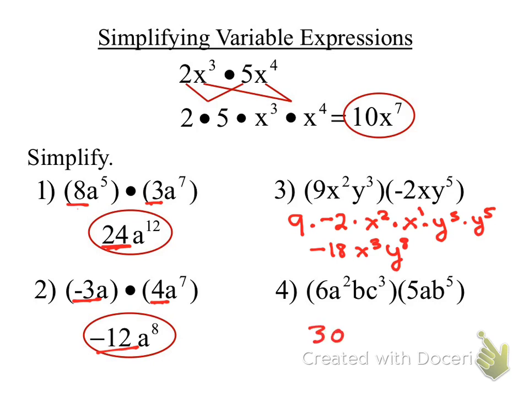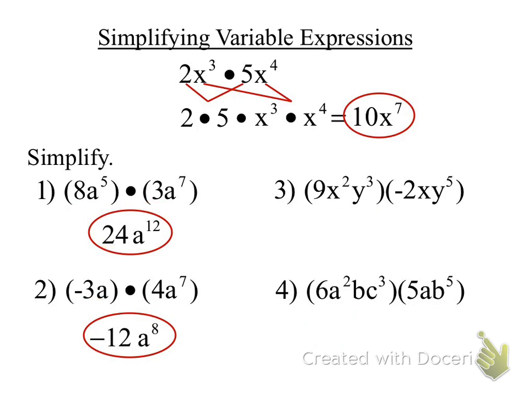Okay, tell me what the A's end up being. A to the power of 2 and A to the power of 1. Which is? A to the power of 3. Good. What do the B's multiply to? B to the power of 6. Good. And what do the C's multiply? C to the power of 3. Perfect. Okay. All right, next.